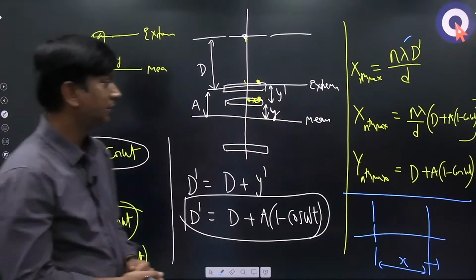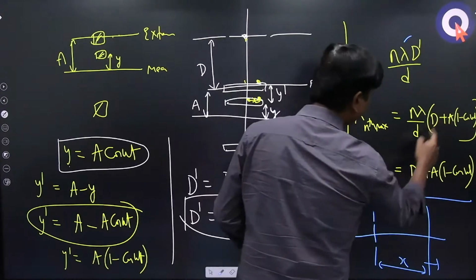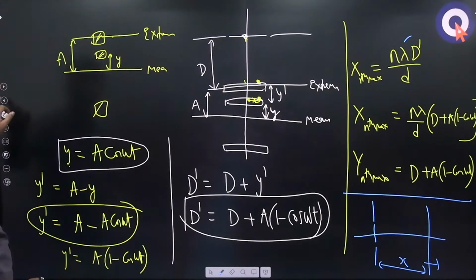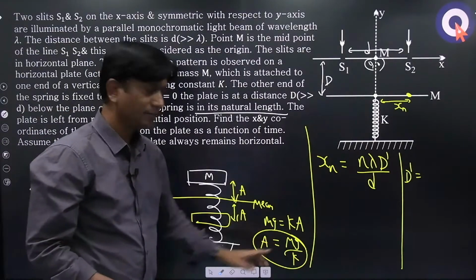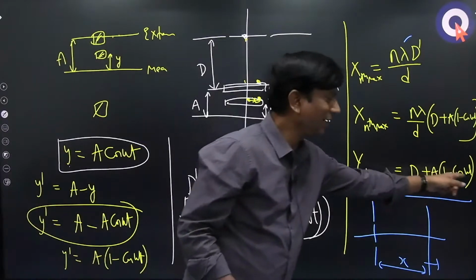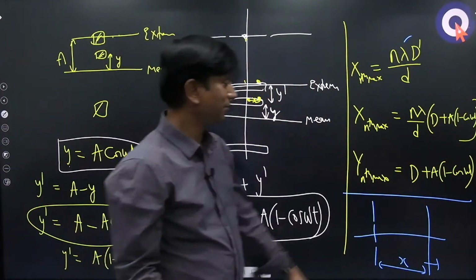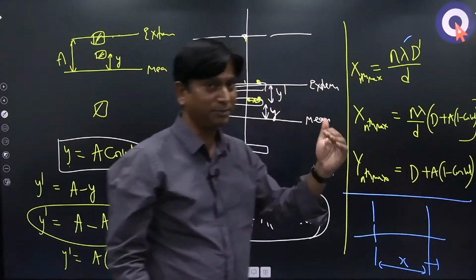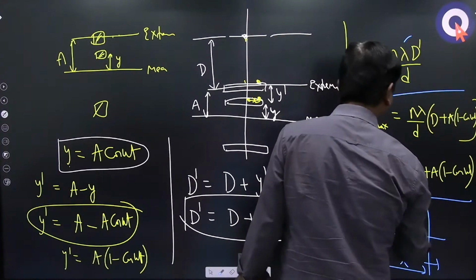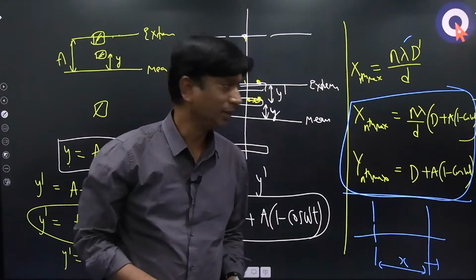So, the x coordinate of nth maxima and y coordinate of nth maxima. And what is A? A is this one. And omega also, in the spring-block system, omega value is nothing but root of k by m. You substitute that for omega, and the A value you also know, mg by k, and you will get x of nth maxima and y of nth maxima. Hope it is clear, right?